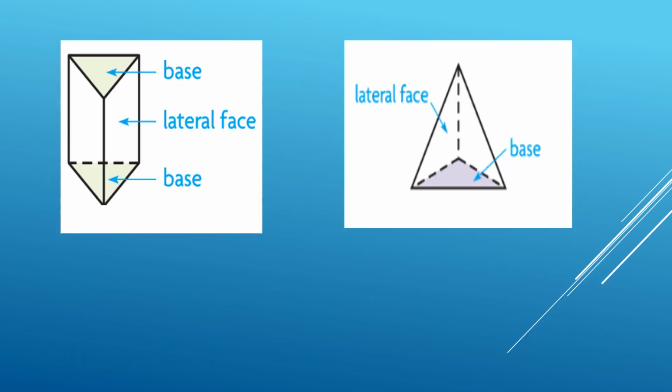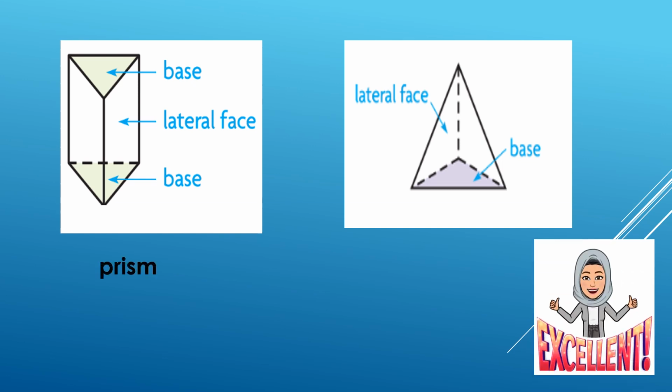So far, so good. Now, what's the difference between these two 3D shapes? Can you tell, students? They are not the same. Who can say? Excellent. The first one is a prism and the second one is a pyramid. How do I know? Because the first shape has two bases. Did you see the two bases? They are congruent bases. But the second shape has only one base, and the faces meet at the top in a point called a vertex.